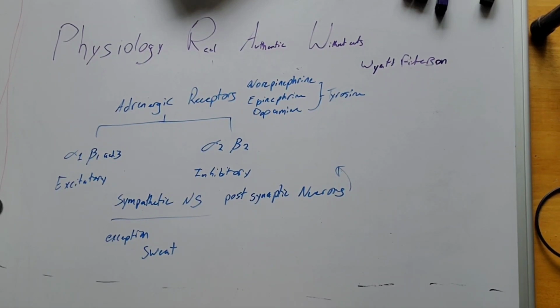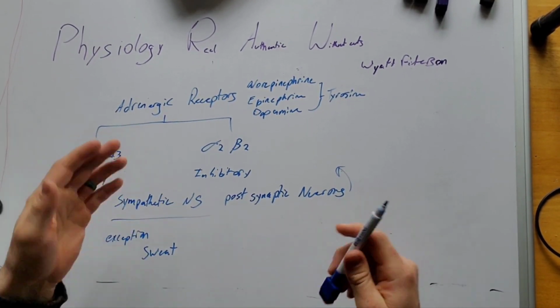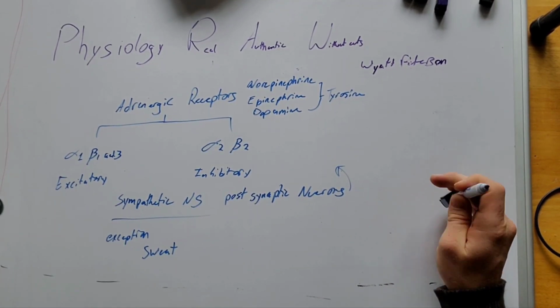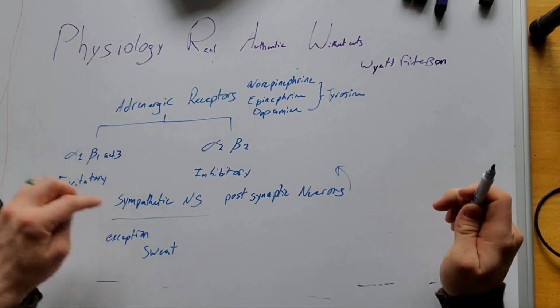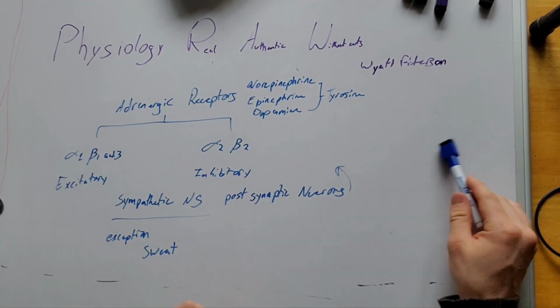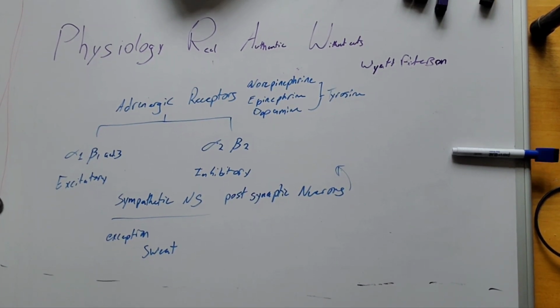Give mechanisms for actions of each type of receptor. Okay, so I already talked about what happens when the neurotransmitter binds to the receptor. It'll either excite or inhibit. We already talked about that.